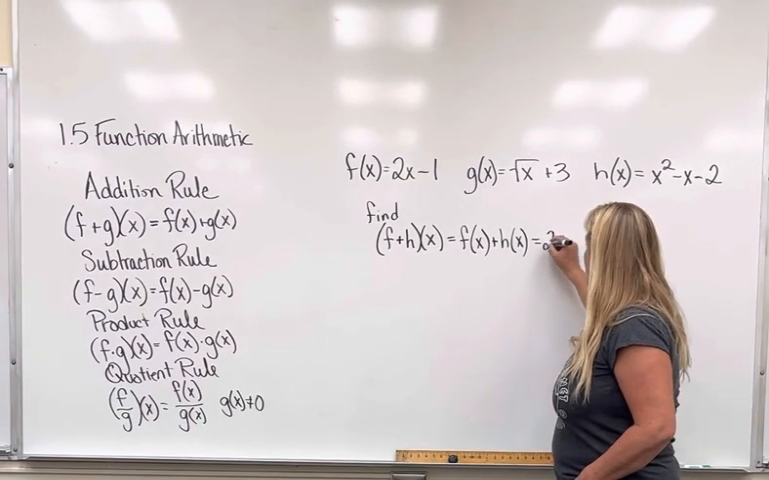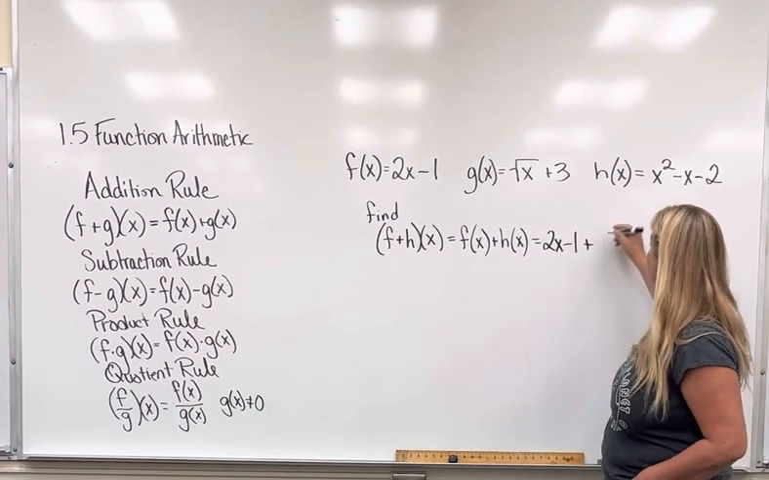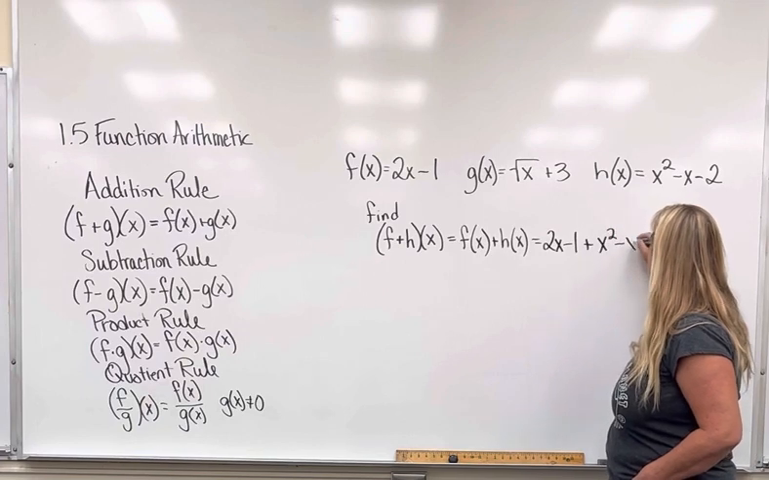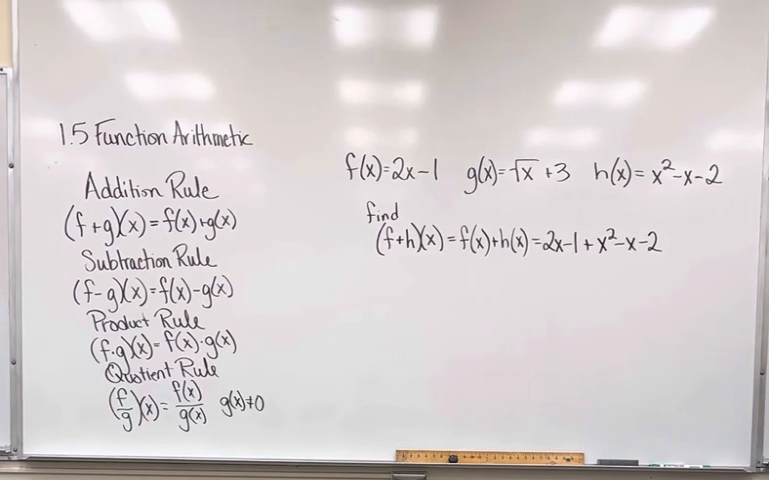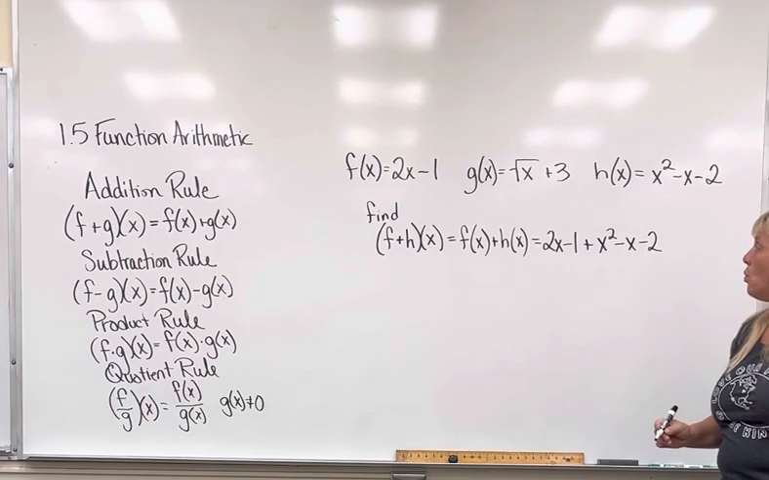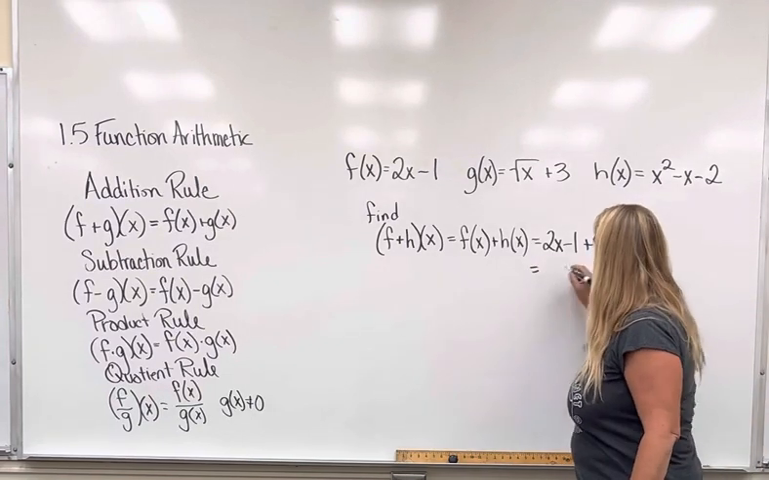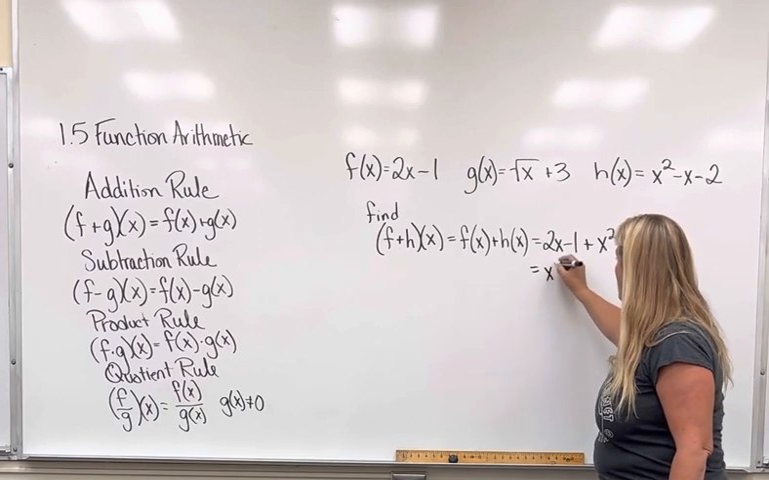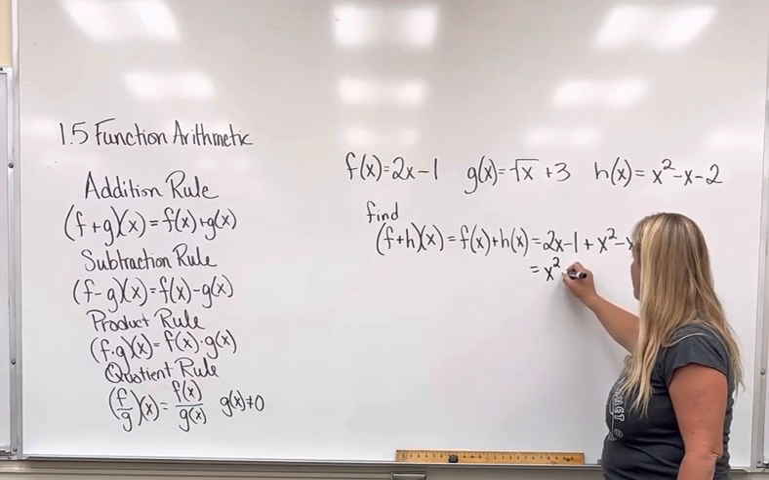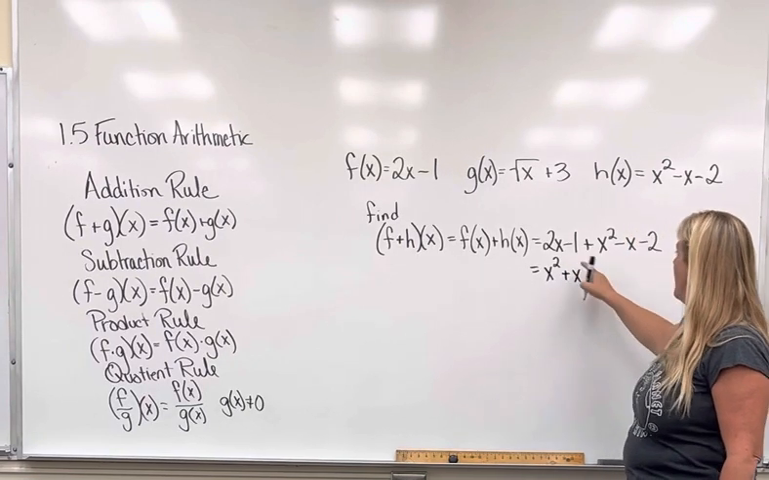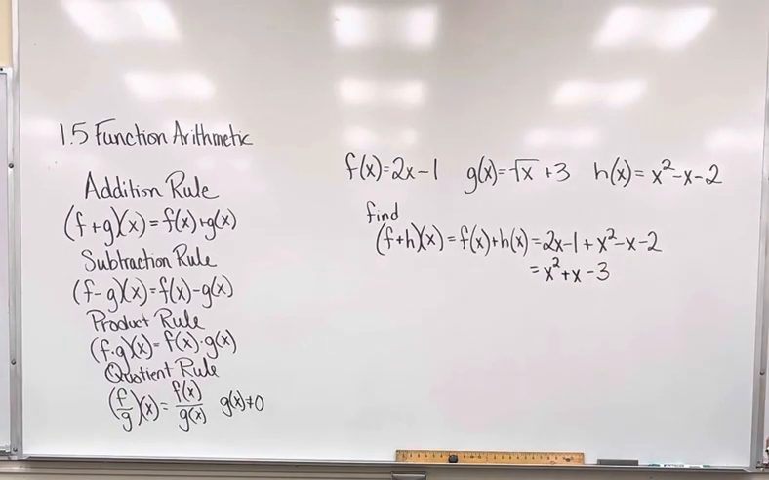So we'll say 2x minus 1, and then we're going to add this guy, x squared minus x minus 2. Whenever we're doing this function arithmetic, we don't want to leave the answer looking like this mess, okay? So we will simplify and rewrite it. I'm going to write the x squared first, and then we have 2x minus x, which will give us a positive x, and then that's going to be minus 3. So give it a little simplification.